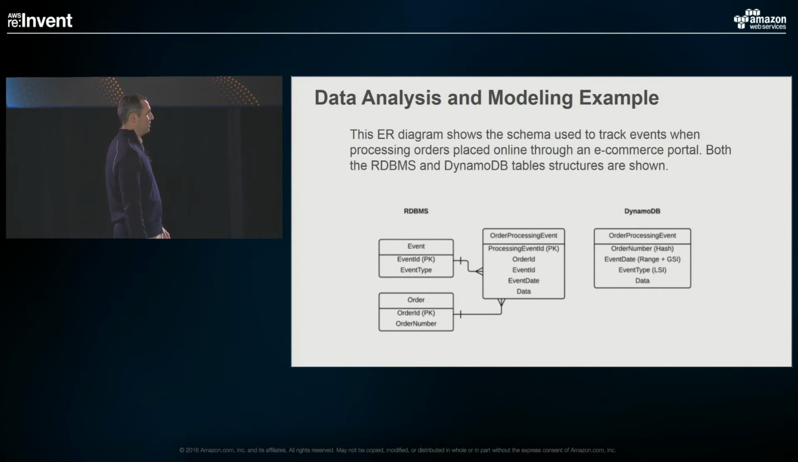In Dynamo, we would actually denormalize this. We're going to have a single table where we're going to have the order number, the event date, the event type, and the data. You can see in the RDBMS, we have an event type table. That's a normalized lookup into the order processing event. You don't want to do joins in Dynamo. Dynamo itself does not support joins, and you certainly want to avoid joining data sets in your application code if you can avoid it.